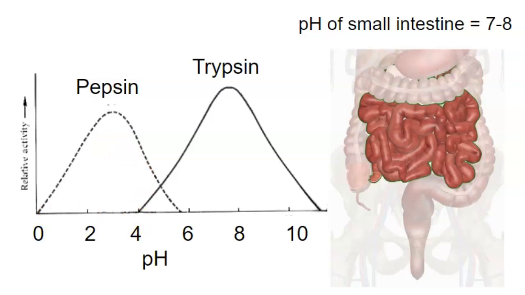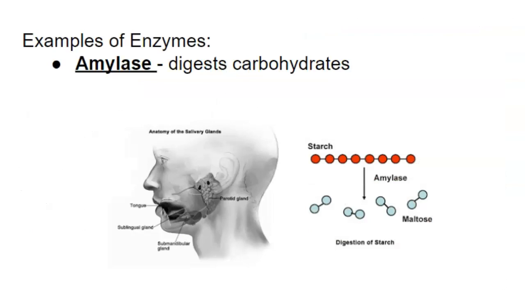Let's talk about some examples of enzymes. We've already talked about 2, and so we're just going to rewrite them here. So we have amylase. Amylase is secreted by your salivary glands in your mouth. It digests carbohydrates. We know carbohydrates are hexagons. This picture shows them as circles, but again, we're breaking them apart.